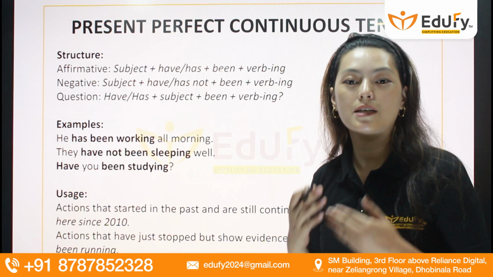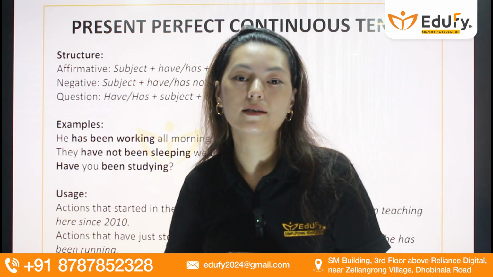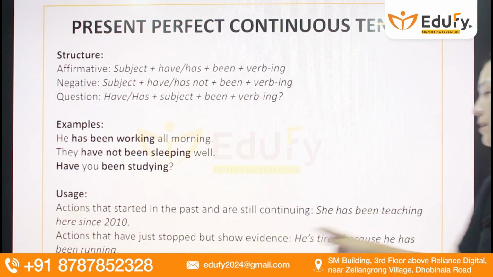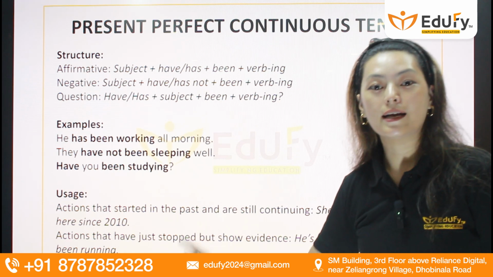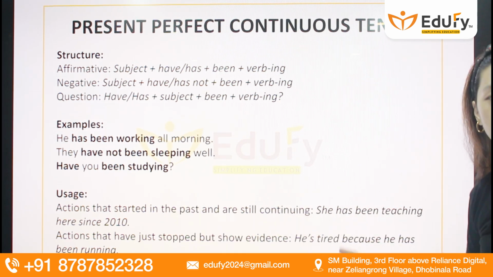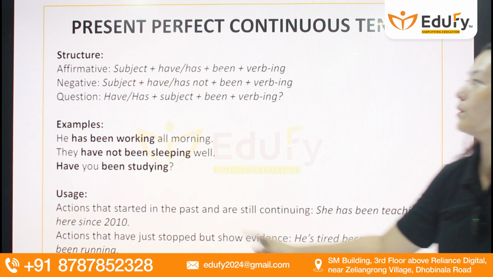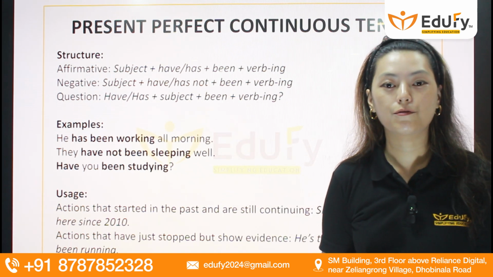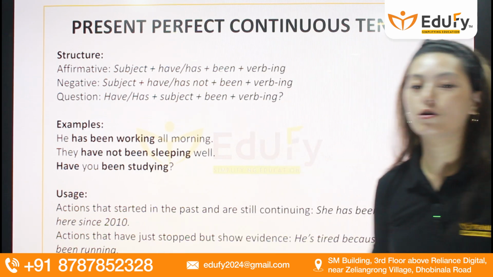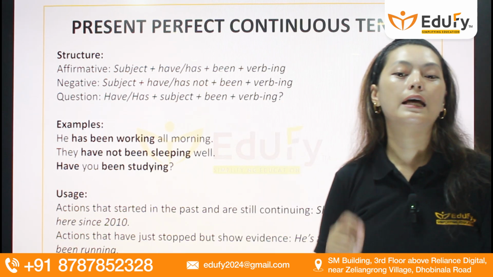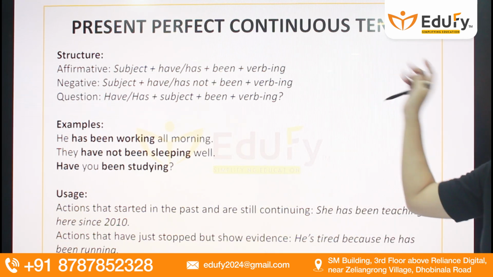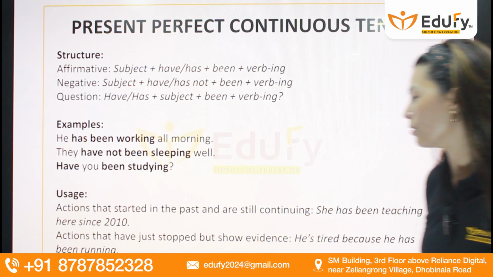His action of being tired has a relation of what? Has a relation to his running. Yes or no? So therefore, this shows something. An action that has stopped, but has a relation to something that has continued from the past. So therefore, this one is also understood as present perfect continuous tense. The final one is emphasis on duration. When you want to lay an emphasis on the duration of an action, you can use the present perfect continuous tense. And how do we do that?